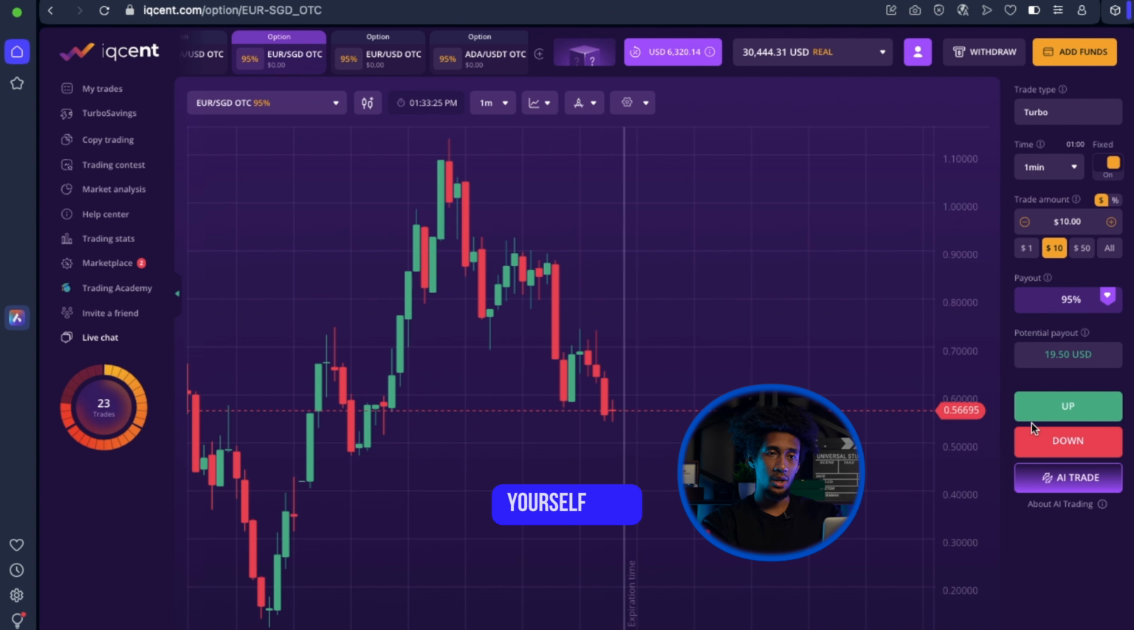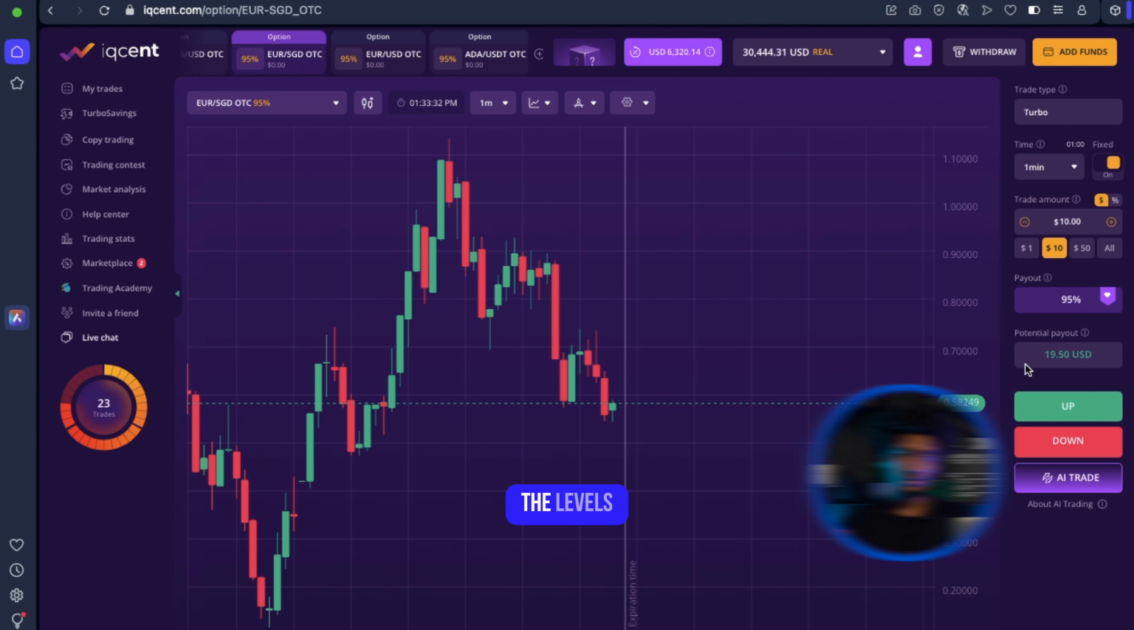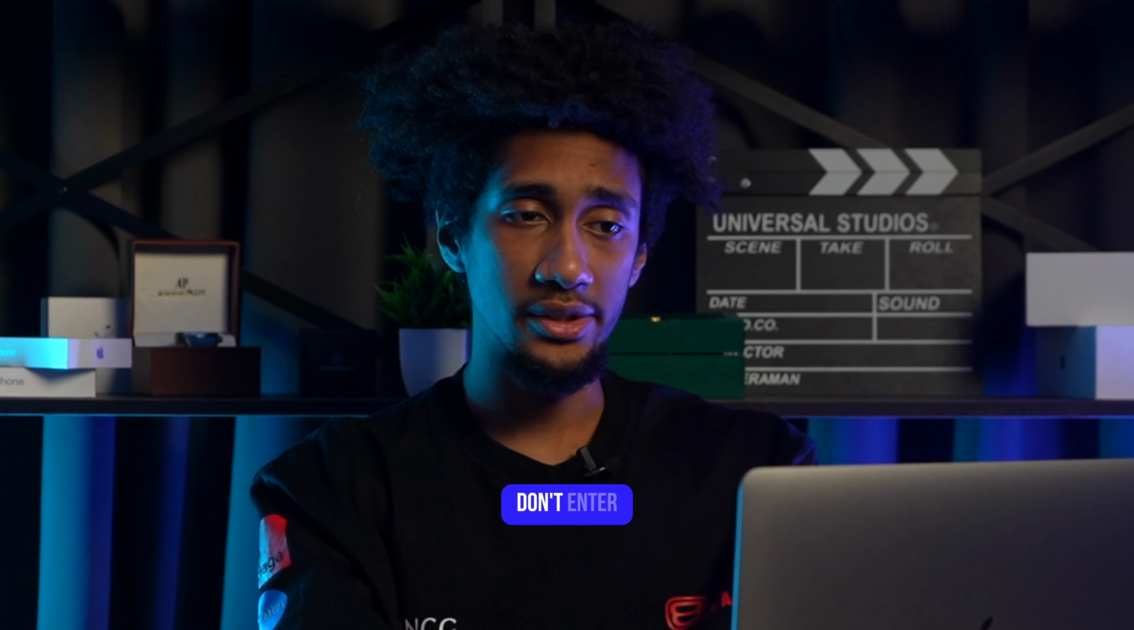So ask yourself, why are you entering this trade? What do you see on the chart? What's RSI saying? Where are the levels? If you can't answer those, don't enter yet.